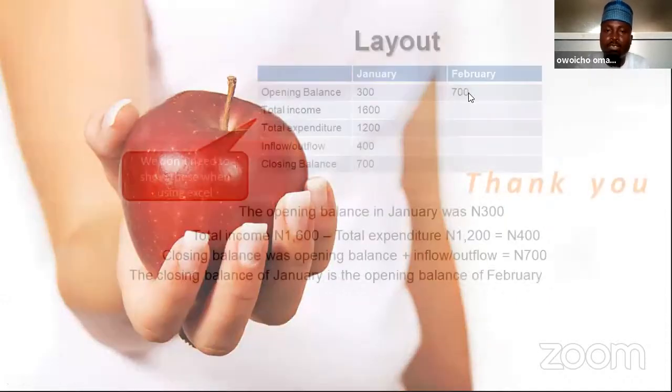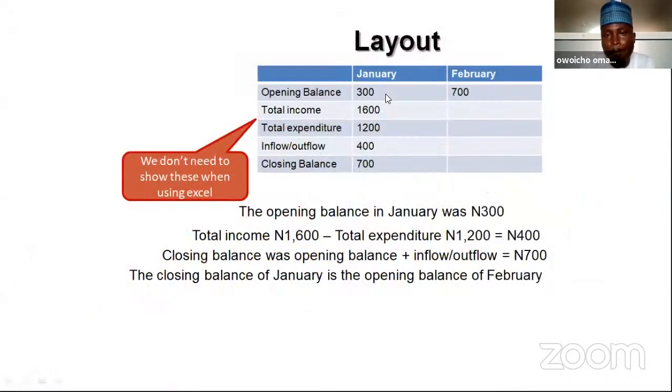So, how did we get this 300 here? This 300 here is money that we used to start the business or anything that we have had before. If we have nothing, we're going to write 0 here.